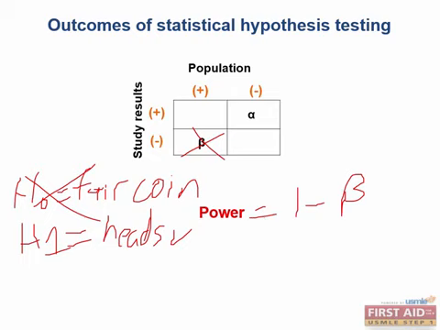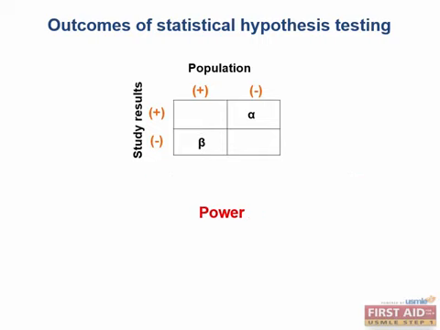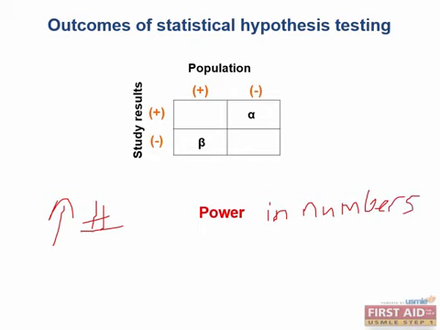Now, power depends on several different factors. First, if you increase the sample size, as we just spoke about, you can increase the power of your study. You can remember this with the aphorism, power in numbers. Similarly, if you decrease the spread of the data, and that's represented by the standard deviation, you are more likely to detect a difference if there is one, and therefore the power of your study also increases.